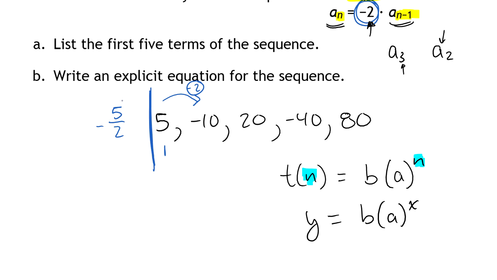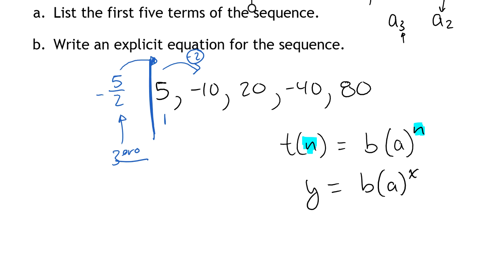Now, if I take that term and multiply it by my multiplier, if I multiply that by -2, it would become exactly 5. So this is my 0 term. And that's what I'm going to use to write my answer. My answer is going to be t of n equals the 0 term, -5/2, times my multiplier, -2, and that's raised to the nth power.